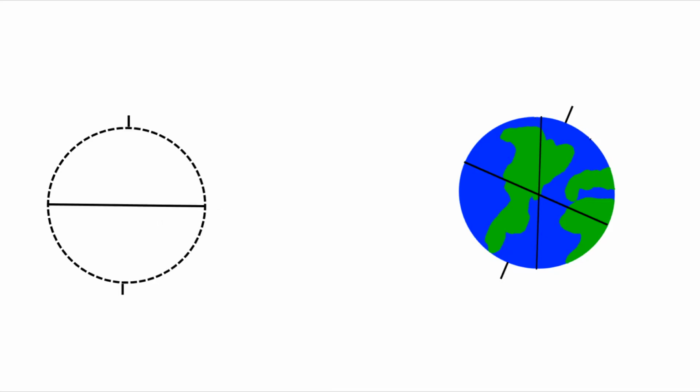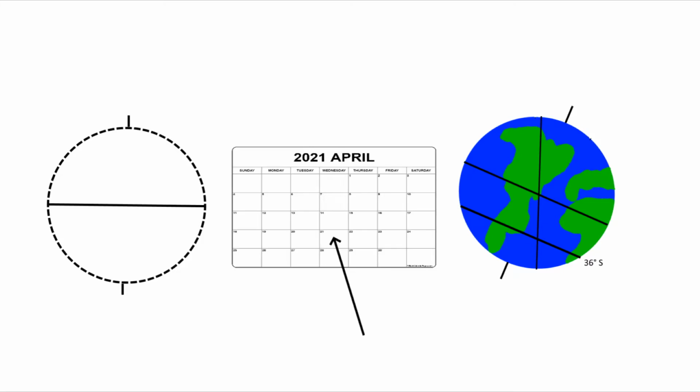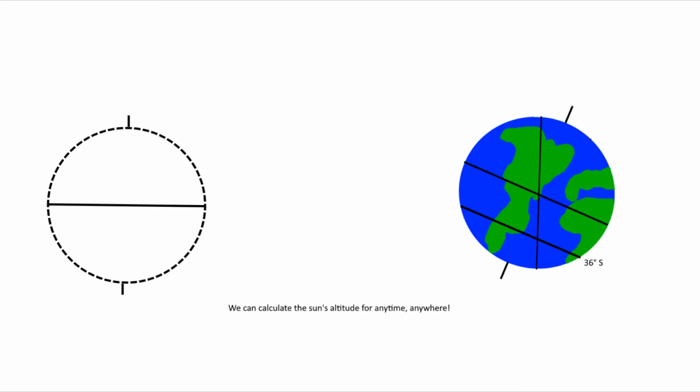Okay, so we have covered the globe. Now, as an example, let's calculate the sun's altitude at a random place on a random date. Say 36 degrees south on the 21st of April. Okay, so 90 minus 36, that's 54. That's the default number at the equinox.